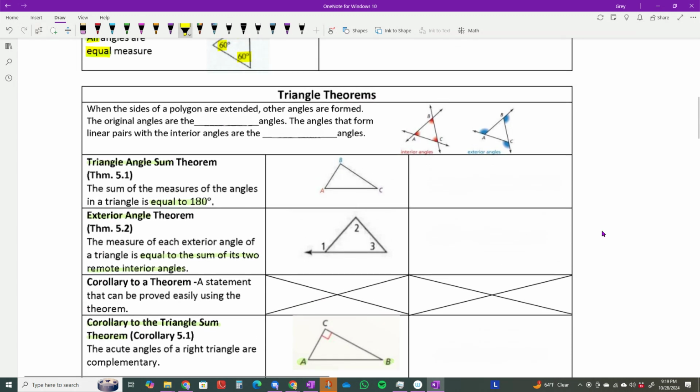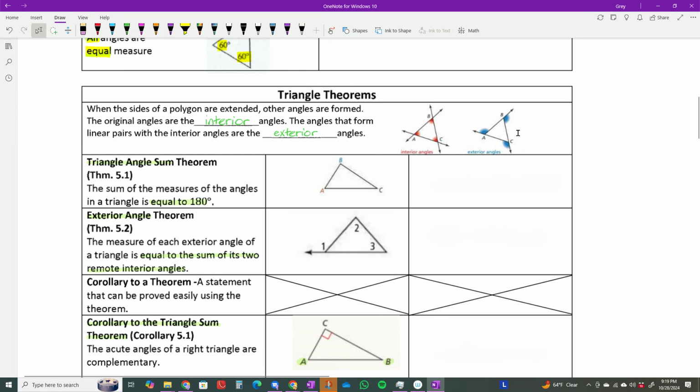When the sides of the polygon are extended, other angles are formed, and the original angles are the interior angles, which are over here in red, and the angles that form linear pairs with the interior angles are the exterior angles, and that would be this. So interior, just what it sounds like, inside the triangle. Exterior, or outside of the triangle, and they're formed by extending the sides of your triangle. And as I just said, they form a linear pair with the interior one.